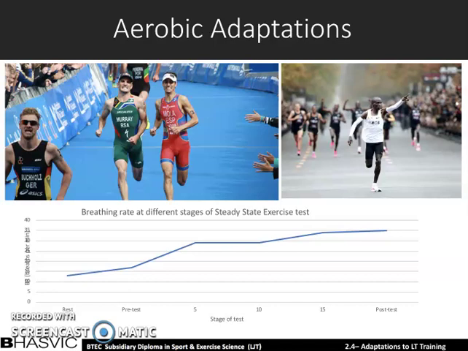Aerobic adaptations. Endurance training requires the athlete to train nearer their VO2 max. For example, the high intensity interval training for a triathlete in order to improve their efficiency of providing the body with oxygen. The graph shows how during a steady state exercise, the athlete's breathing rate should plateau, suggesting that their body can access enough oxygen.